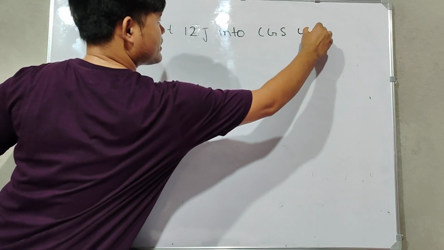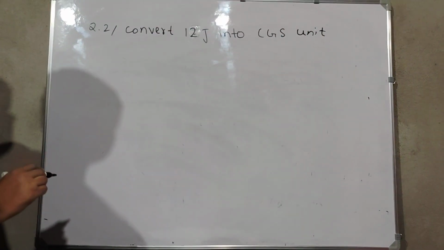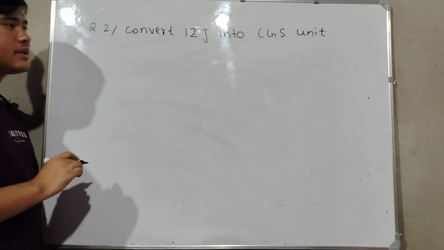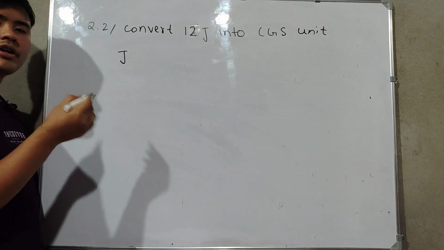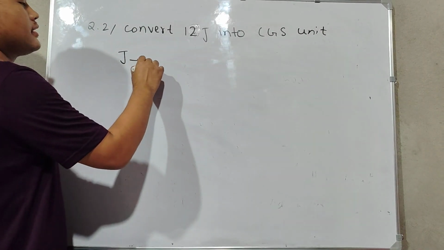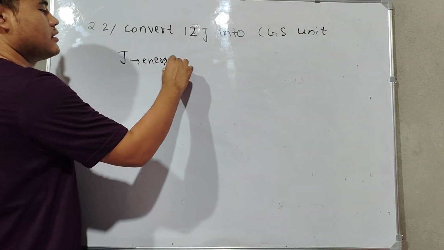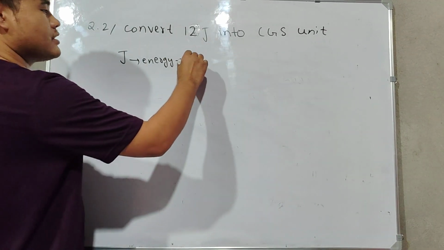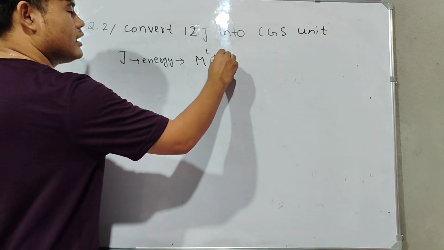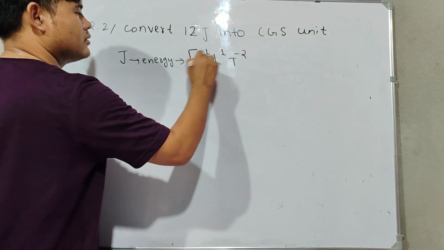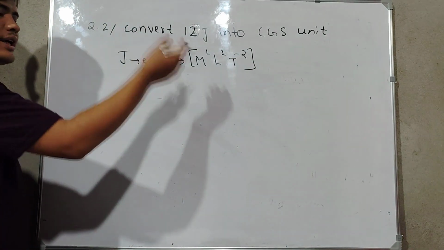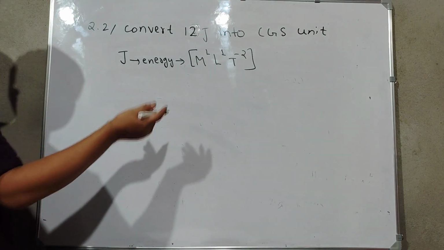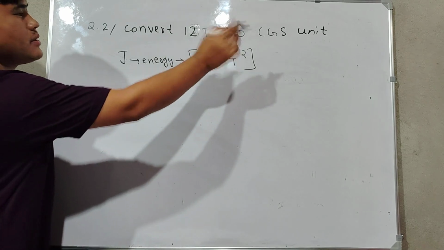So what you will do first, you will see the joule. Joule is a unit of what? It is a unit of energy, right? What is the dimensions of energy? Dimensions of energy is M1 L2 T to the power minus 2. So you derive it and then you put it. If I derive it, it will take time, so the lecture will be long. So convert 12 joule into CGS unit.